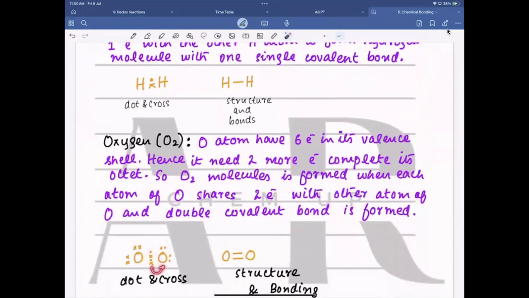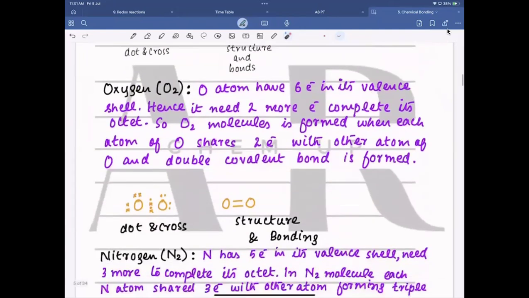So it means now these 4 electrons belong to this one. Now, if you count this oxygen atom, it has 8 electrons, right? And if you count the electrons of this oxygen atom, it also has 8 electrons. So as 2 pairs are shared, we use 2 lines to show it, and that is a double covalent bond. Is this clear? Yes, sir.